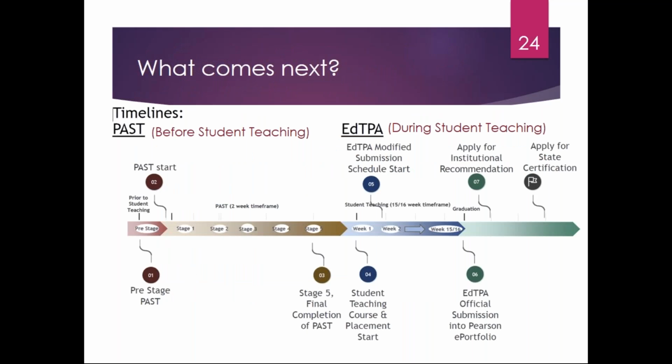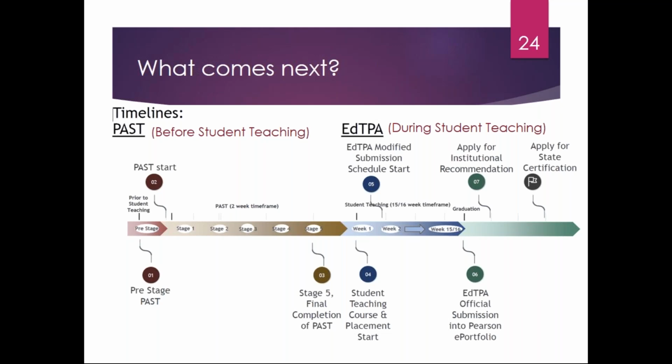So prior to student teaching, you have the PAST timeline. PAST is that course workshop. So all that red, brown, yellowish arrow, that's all prior to student teaching. And then comes the EdTPA, which is during student teaching. That's the blue. And then the green is after student teaching. So let's go through this.